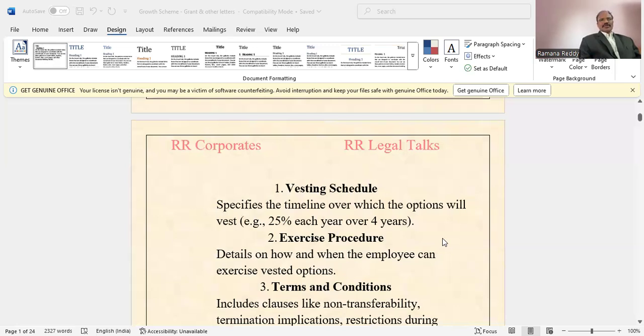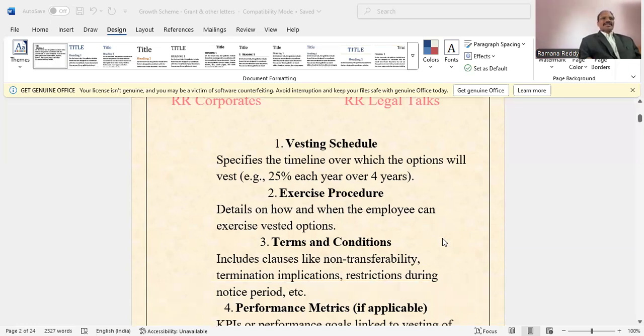So the vesting schedule. You should be familiar with the terminologies. The vesting schedule specifies the timeline over which the options will vest. For example, 25% each year over a period of 4 years. That is the vesting schedule. This is an example. And the exercise procedure: how will the exercise procedure be? It gives details on how and when the employee can exercise vested options. After vesting, exercise will start.